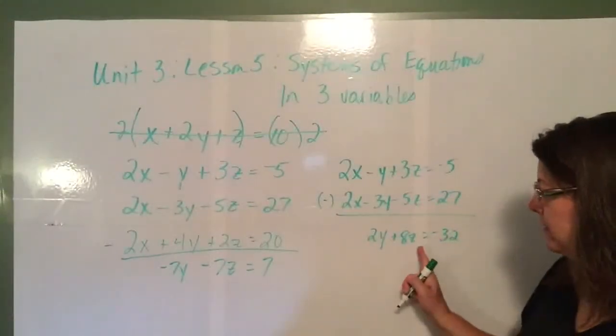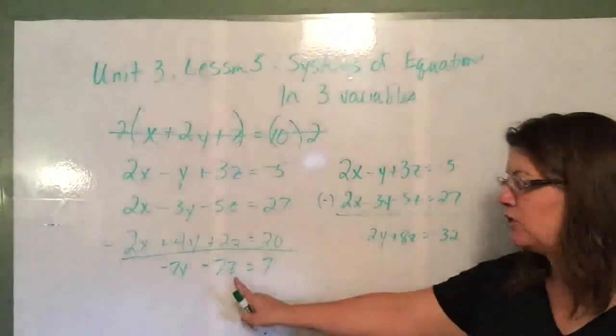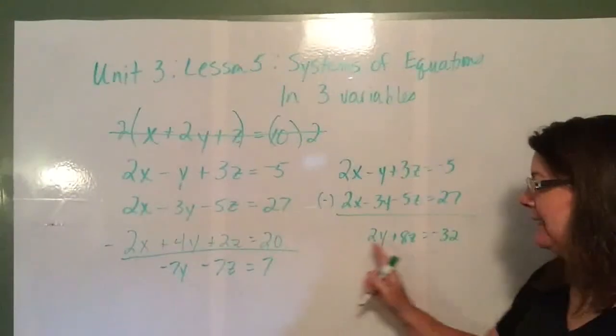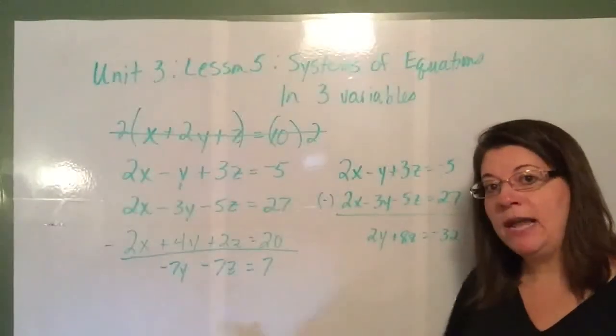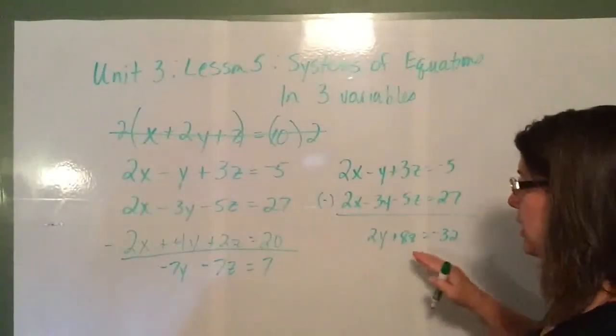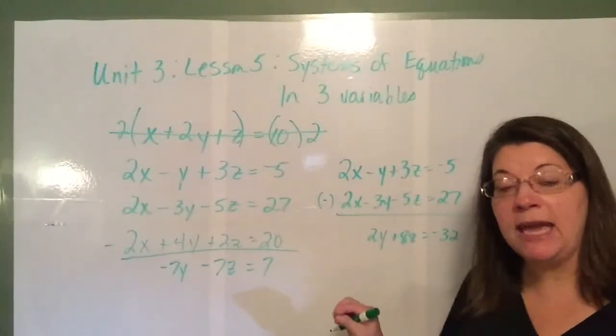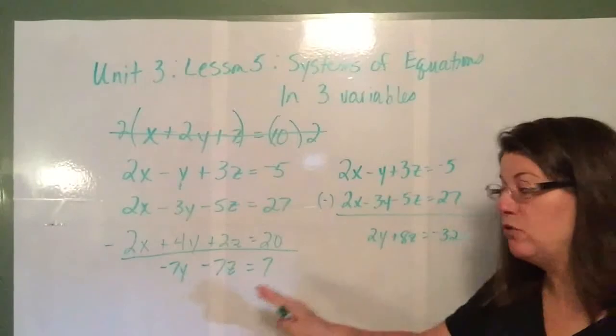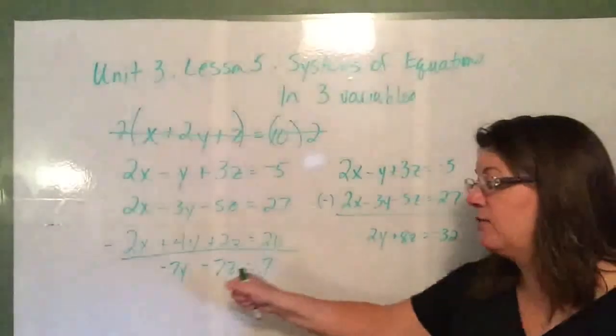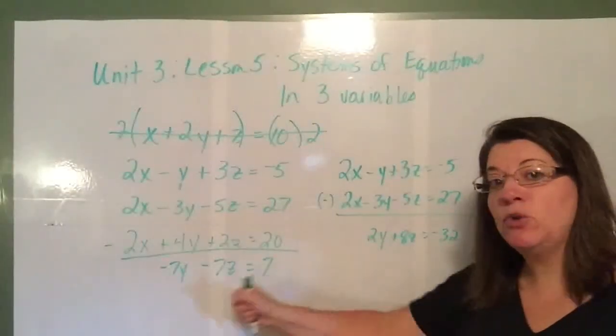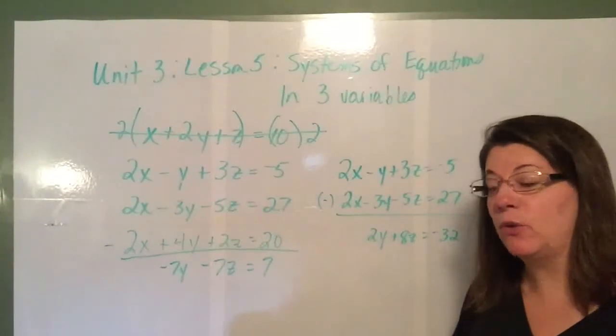You have this equation and this equation, and they both have a y and a z. So now, using these two equations, I have a y and a z. I'm going to pick either y or z and eliminate that one out of those two equations, because remember, if you have two unknowns, as long as you have two equations, you can solve those equations.